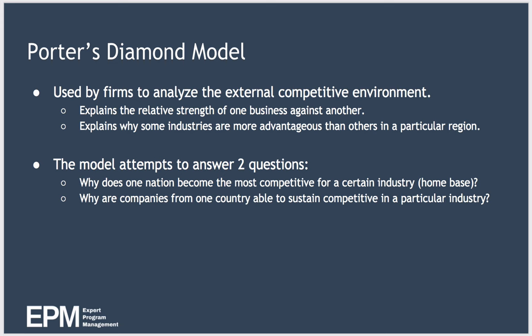Now, in the model, Porter attempts to answer the following questions. Why does one nation become the most competitive for a certain industry? Now, in the model, Porter refers to this as becoming the home base. So, for example, Germany is a home base for car manufacturing. And the second question is, why are companies from one country or region able to sustain competitive advantage in a particular industry? In the diamond model, the answers to these questions are the determinants of competitive advantage.